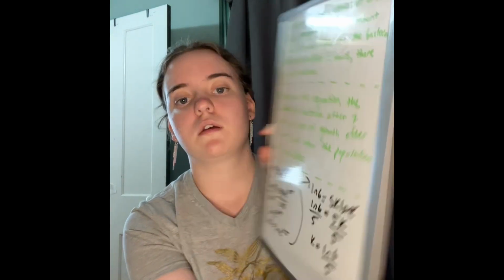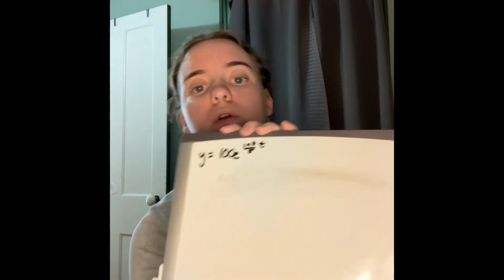So then ln e just equals 1. Remember, that was one of our rules. Ln e always equals 1. So we have ln 6 equals 5k. We divide out the 5. And we have k equals ln 6 over 5. Give me a moment and I'll put that back into the equation. Okay, so now we have our final equation.